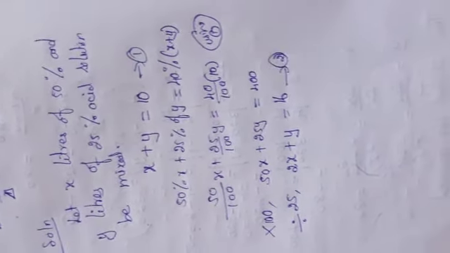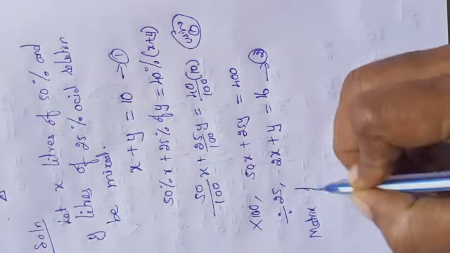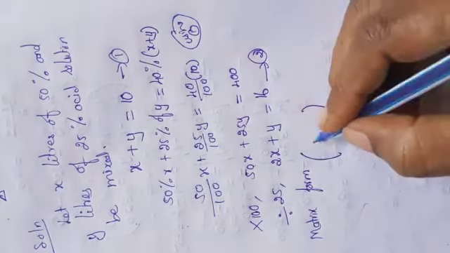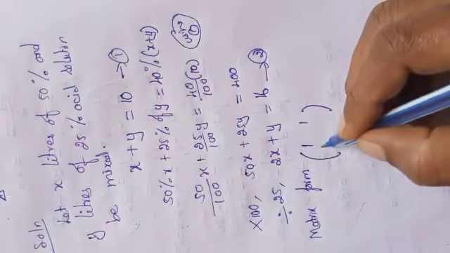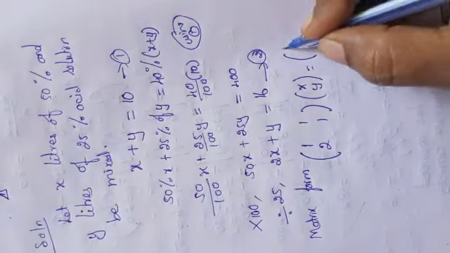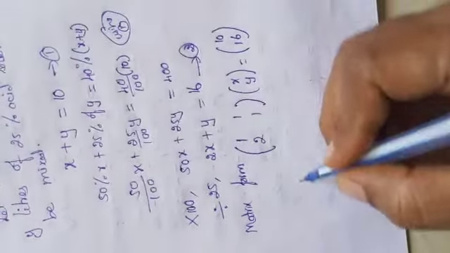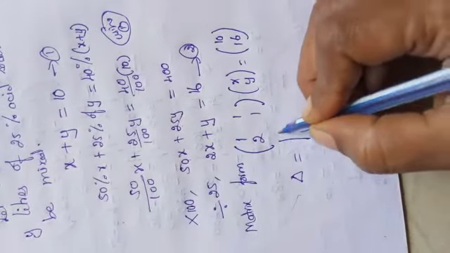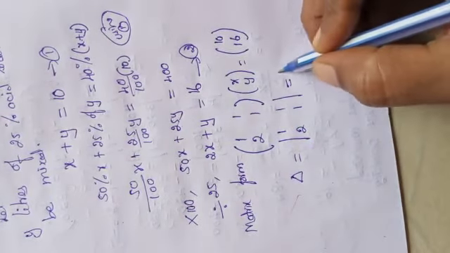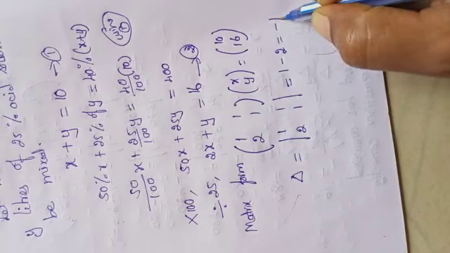Now these equations 1 and 2 we have to write in matrix form. Coefficient matrix: first row 1 1, second row 2 1, into x y, is equal to the constant terms 10 and 16. Now shall we find it? Delta is equal to the determinant of 1 1 2 1. 1 into 1 minus 2 into 1 is 2, which is equal to minus 1.